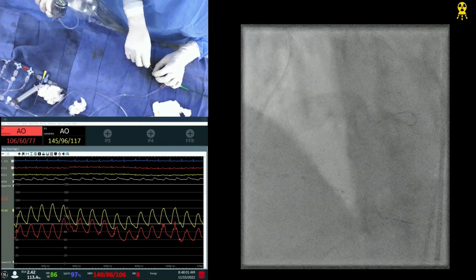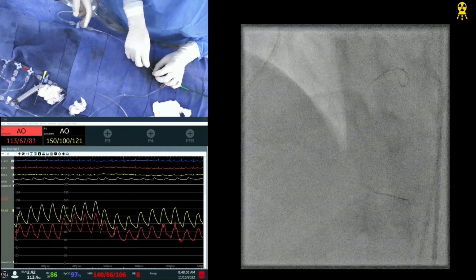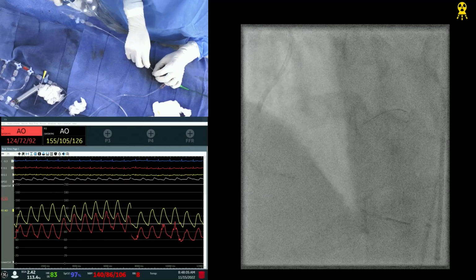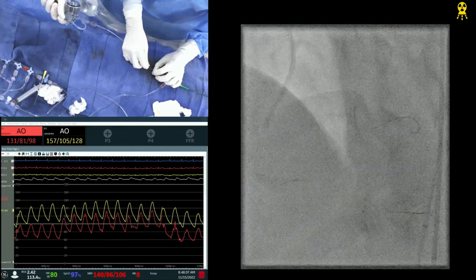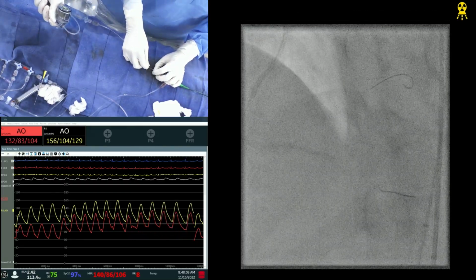Get down. Little distal and little proximal. Yeah, let me do it here, proximal. I don't want to go distal. Let's take a picture, then only we go distal.